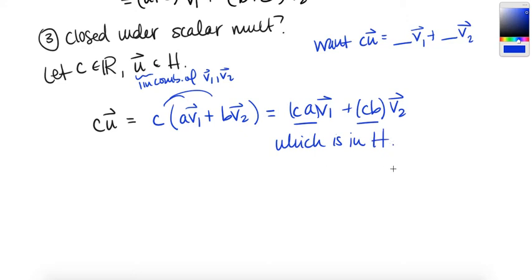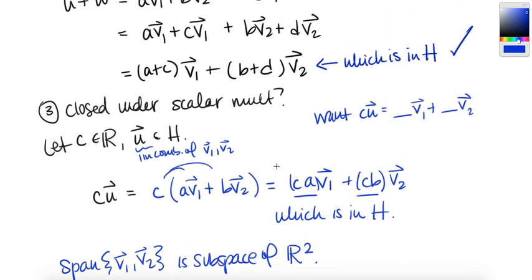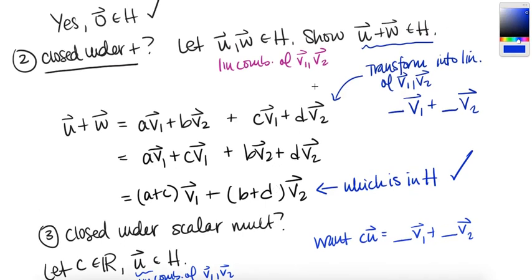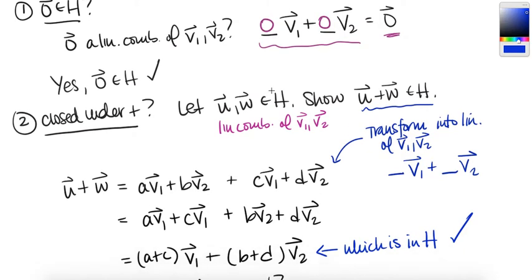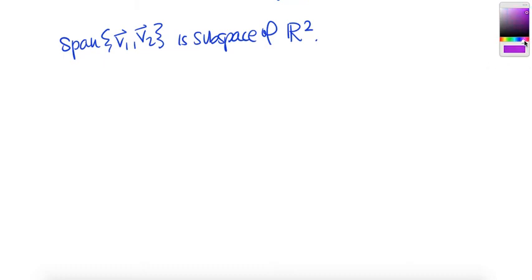Okay, so there we go, right? So therefore, the span of those vectors V1 and V2 is a subspace of R2. Great. And you might have noticed, in the calculations that we did here, I never actually used what V1 and V2 were. It didn't really matter. It just mattered that they were vectors in R2. And that turns out to be a thing that's always going to happen.